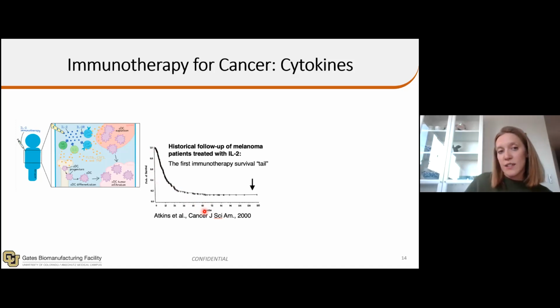And this was, again, just giving IL-2 that's ramping up the immune system. And this was where clinicians saw that there was this survival tail. So there was some percentage of patients that were able to respond, where activating their T cells and activating their immune system allowed them to reject the tumor enough so that they survived.